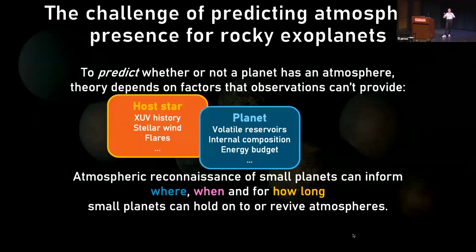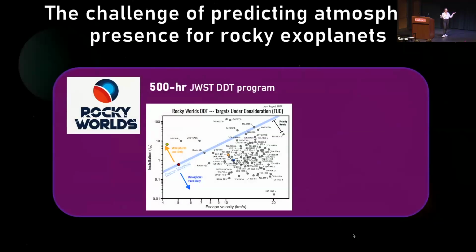And so the approach that we've taken as a community is to go the other way around, observationally look for atmospheres on a bunch of small rocky exoplanets and figure out where we find them, where we do not find them, and tease out from that information on where these atmospheres can survive or be revived over time. And so, as already mentioned, it's a very big focus in the exoplanet community. It has motivated the use of this 500 hours JWST DDT program to delineate what we call this cosmic shoreline, which is this theoretical dividing line that maybe we're going to be able to draw between where we would find planets that have atmospheres versus not.